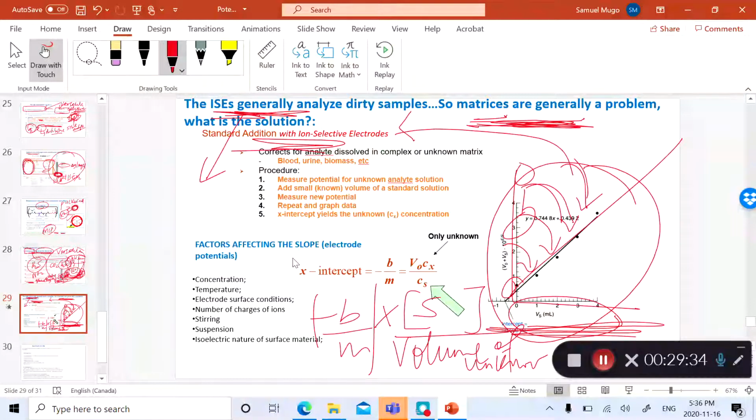And like any potentiometric type of work or device, there are factors that affect sensitivity, the slope. Remember, slope refers to sensitivity. Things like concentration and temperature affect the sensitivity. Things like stirring, of course, affect the sensitivity. Things like the number of charged ions, very important. Ionic strength affects sensitivity, and so on. The electrode surface, if it's not clean, is going to affect sensitivity, and so on.